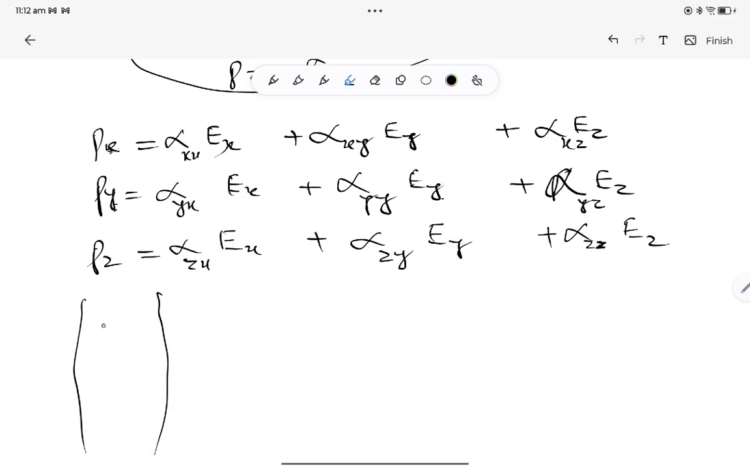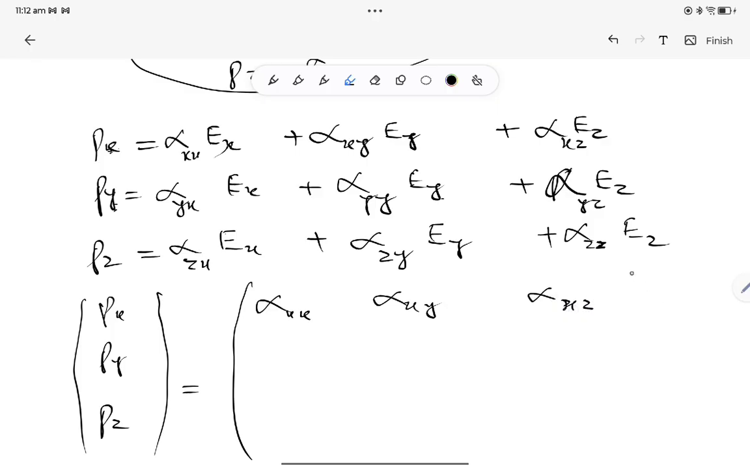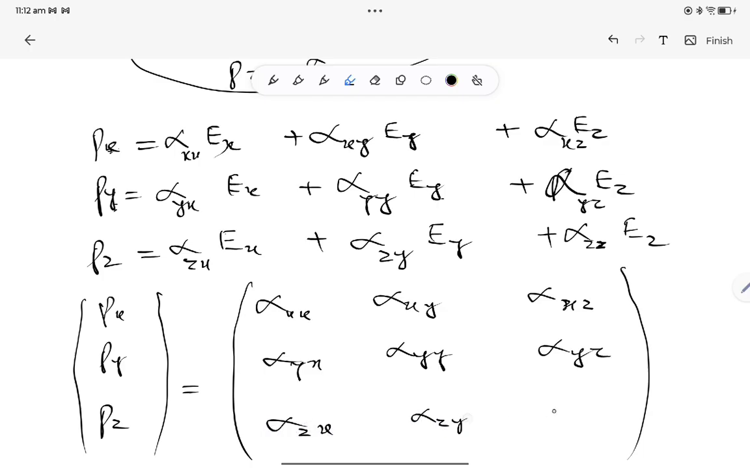You can write it as Px, Py, Pz is equal to alpha xx, alpha xy, alpha xz. Then alpha yx, alpha yy, alpha yz, alpha zx, alpha zy, alpha zz, times Ex, Ey, Ez.